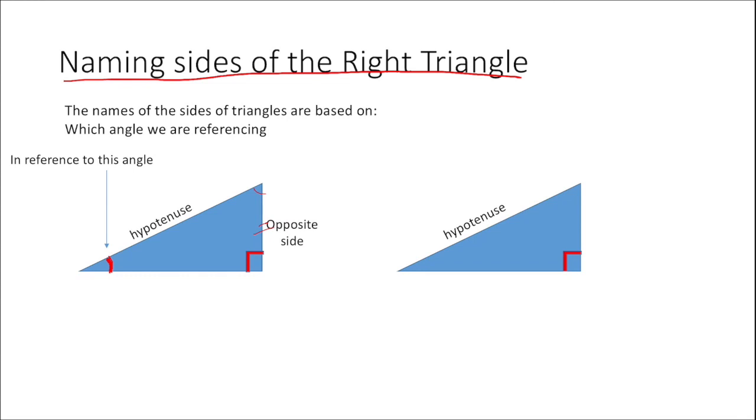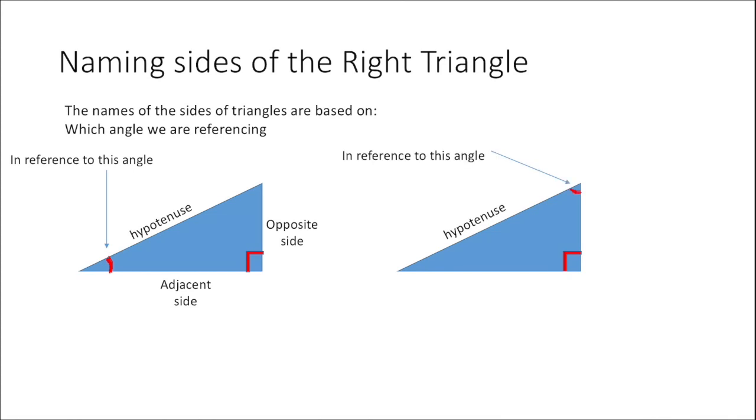Now, if I was referencing this angle, then this side would be the opposite side. But we're referencing this angle right here. So this side is the opposite side. In reference to this angle, what's this side called? That's called the adjacent side, because adjacent means beside. Opposite, everyone knows what an opposite is, but adjacent, you might not know this English word. It just means next to.